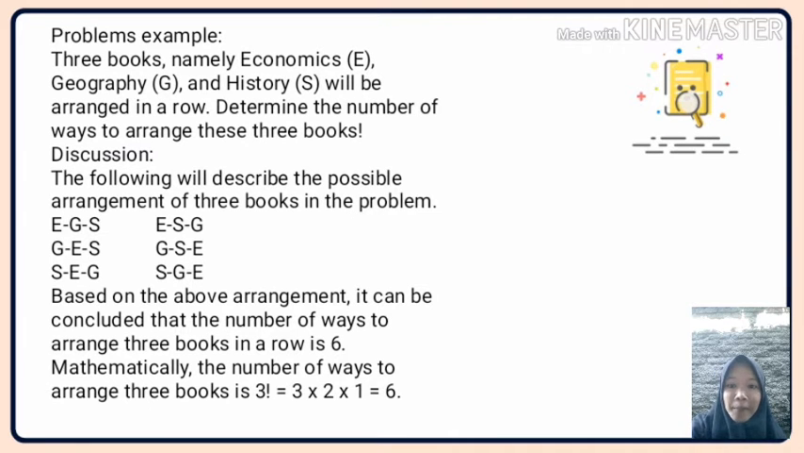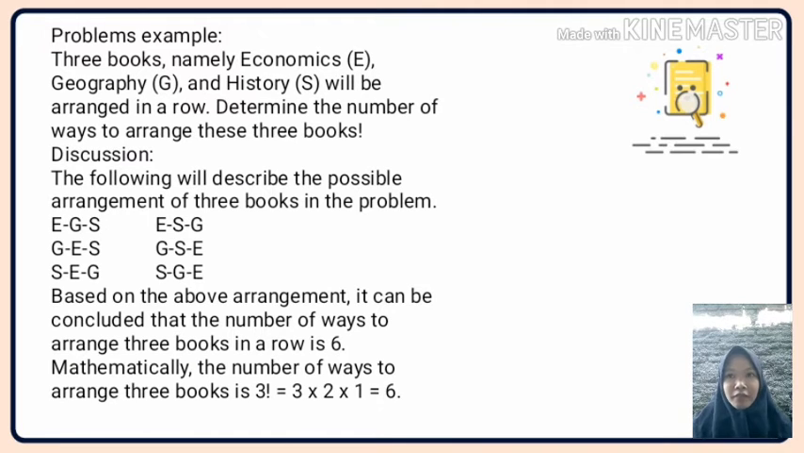Problem example. 3 books, namely economics, called capital E, geography, called capital G, and history, called capital S, will be arranged in a row. Determine the number of ways to arrange these 3 books.